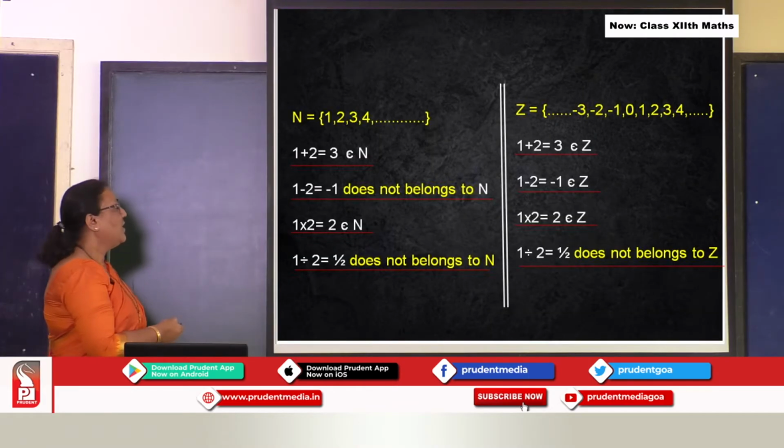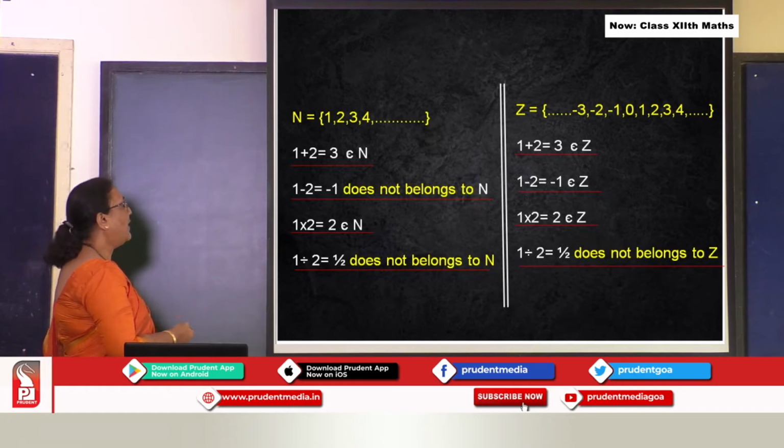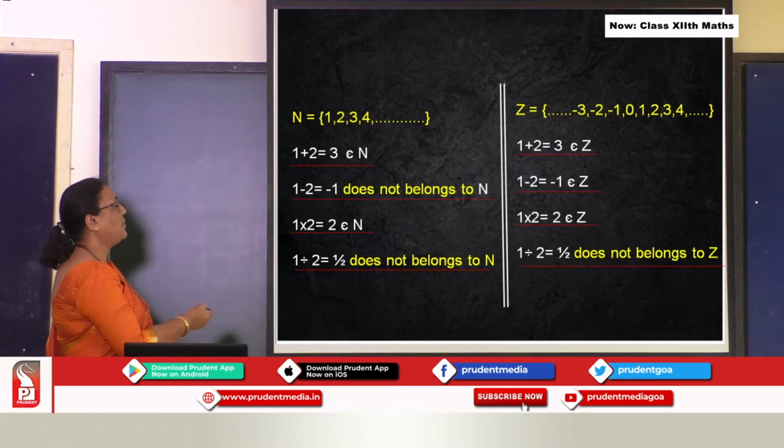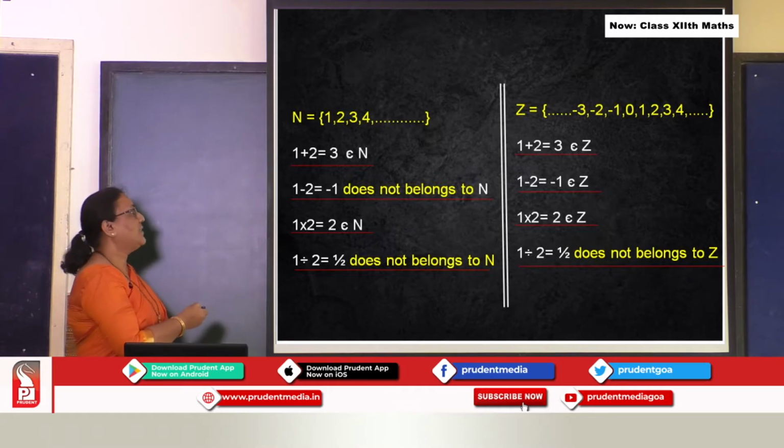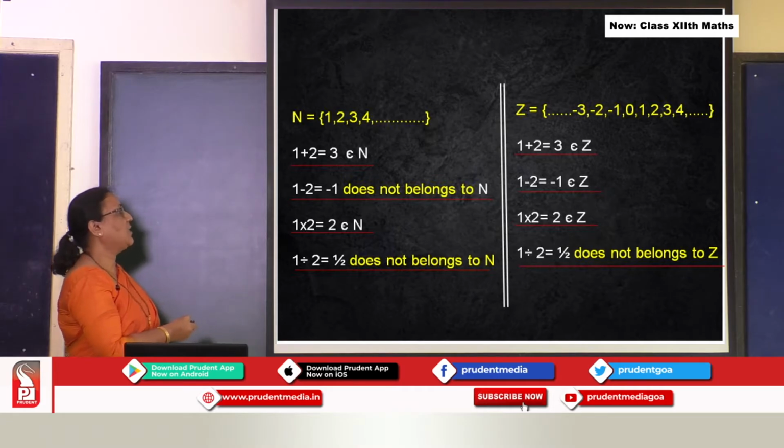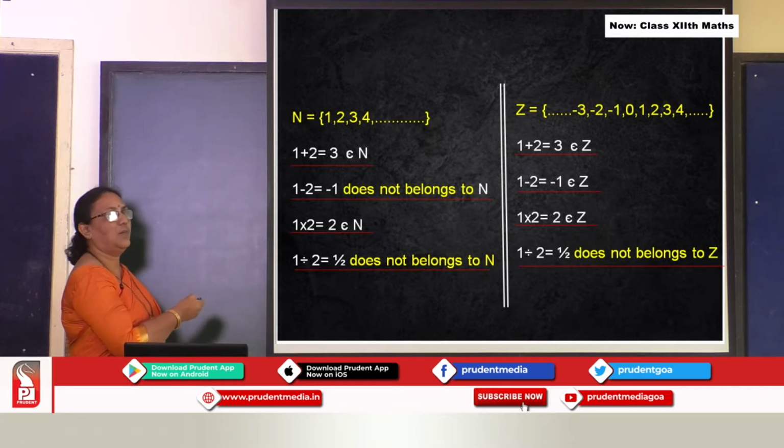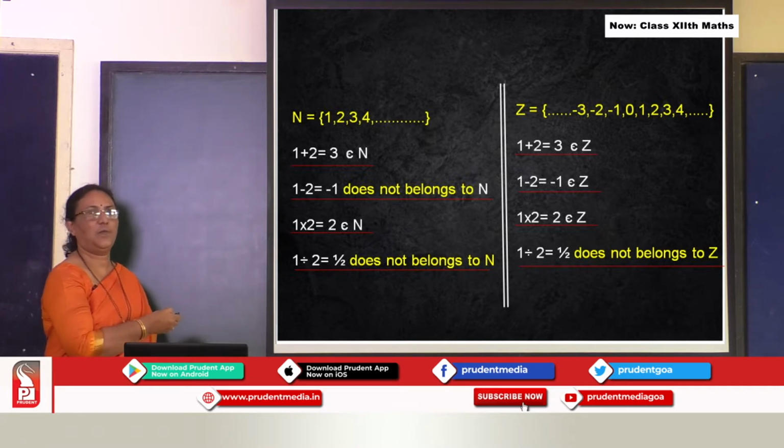Any doubt here? See, these two, minus and division, are not binary operations because the answer does not belong to set N, whereas these two, plus and multiplication, are binary operations in the set of natural numbers. Is it clear to you all?